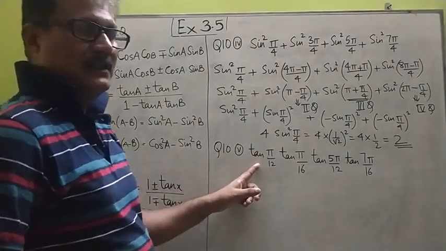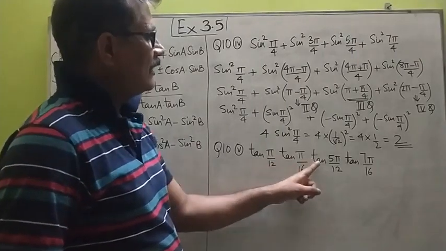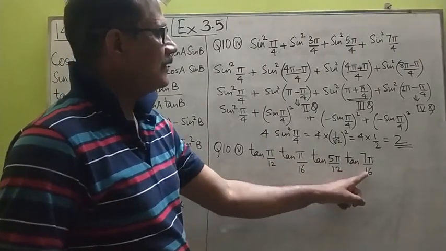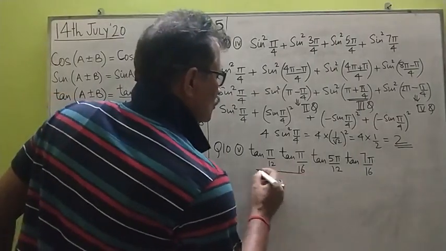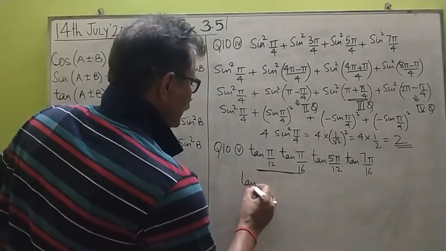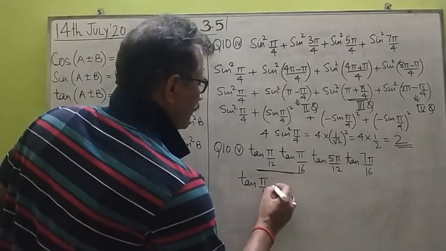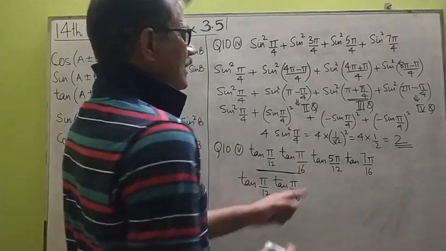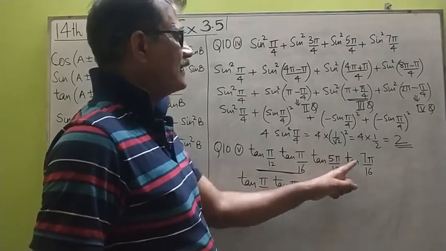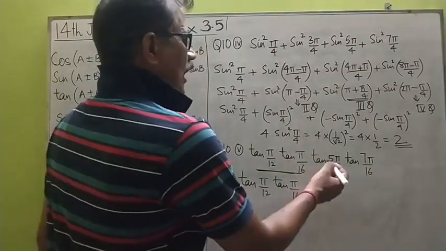Tan pi by 12, tan pi by 16, tan 5 pi by 12, tan 7 pi by 16. Now, what should we do in this question? Here, we'll write the first two as it is because we are not going to break them. First of all, we have to break the angles which are being expressed in terms of 5 pi and 7 pi. Now, how can we break it here?